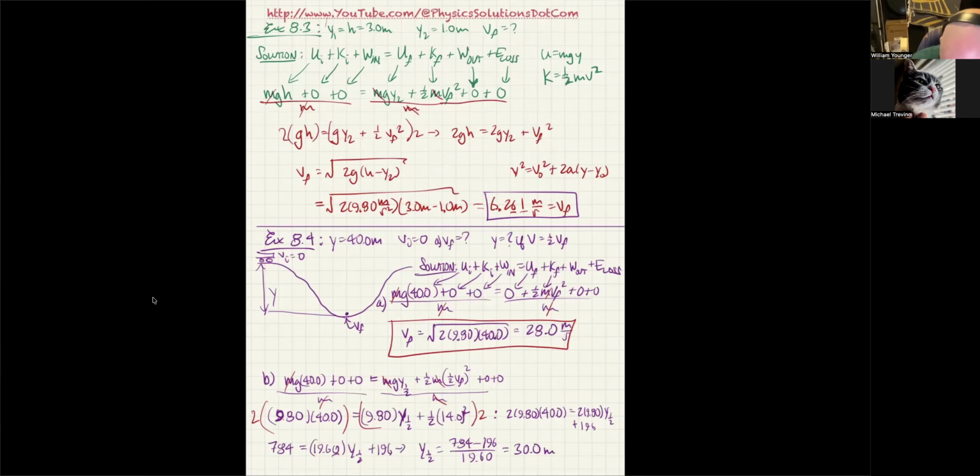So it actually reaches that speed when it's only 10 meters from the top. It drops about 10 meters and has already reached half that speed. And then over the remaining 30 meters down below, it only goes from 14 meters per second to 28 meters per second. Anybody have any questions on that?